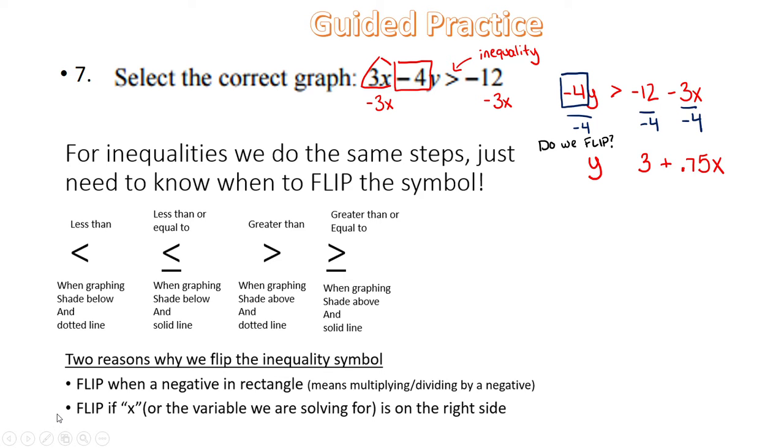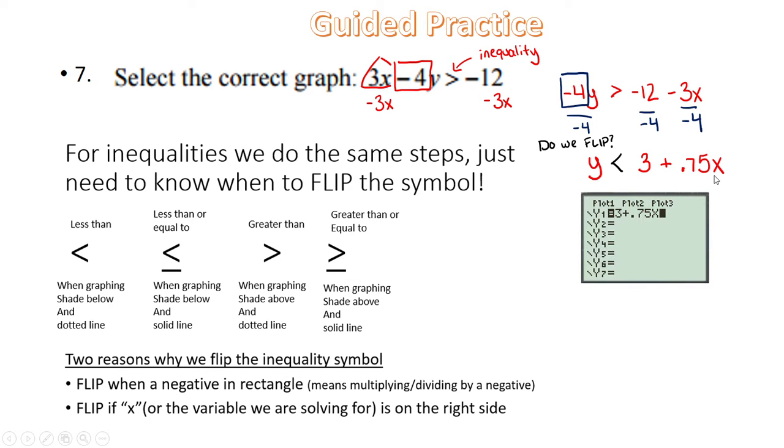We flip if there's a negative in the rectangle, or if y, because that's what we solved for, is on the right side. Now, y is on the left, so no reason there, but we did have a negative in the rectangle, so it flipped. Okay, next, you're going to type this into your y equals key. Then you're going to remember what less than means.